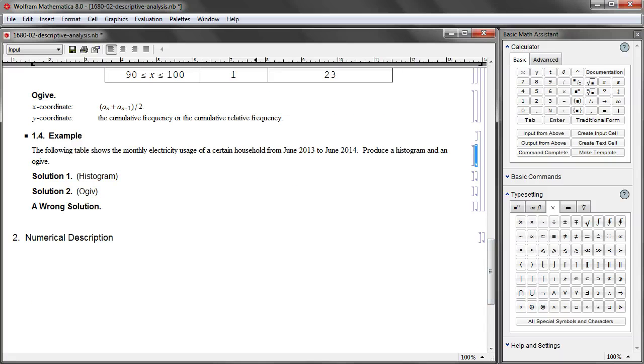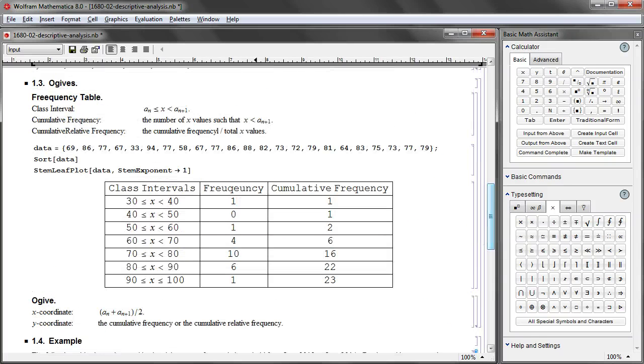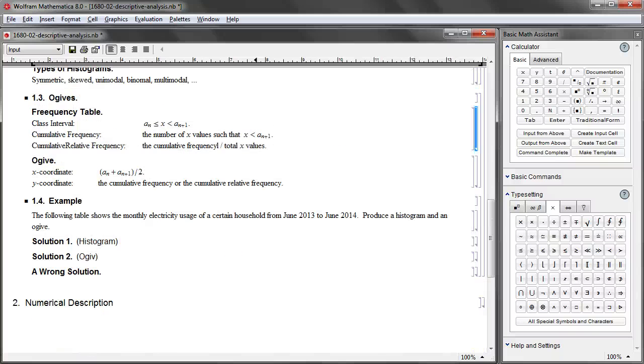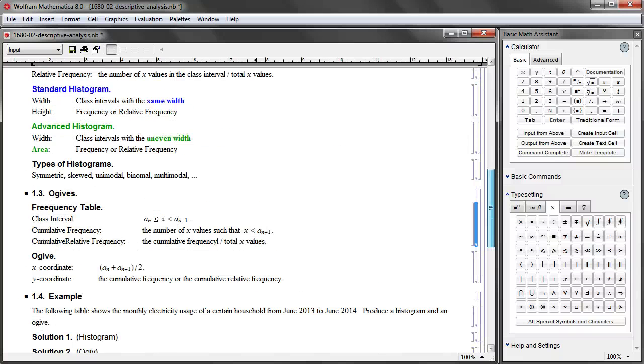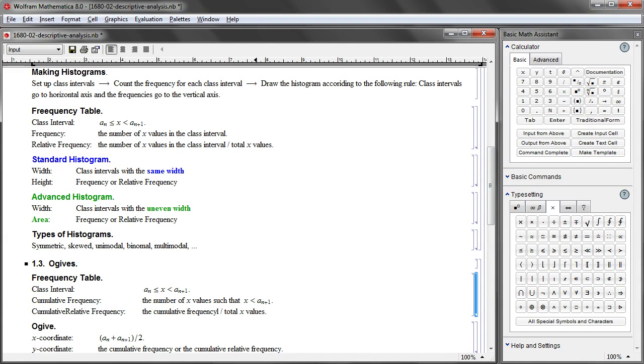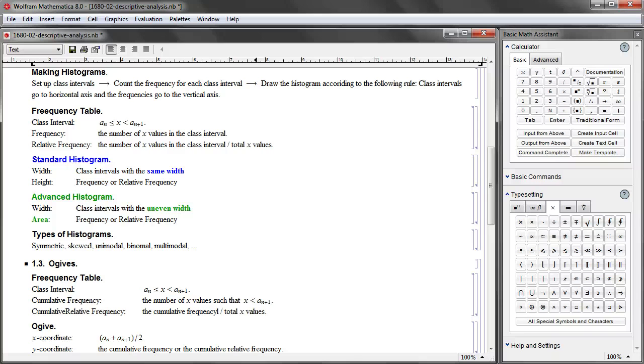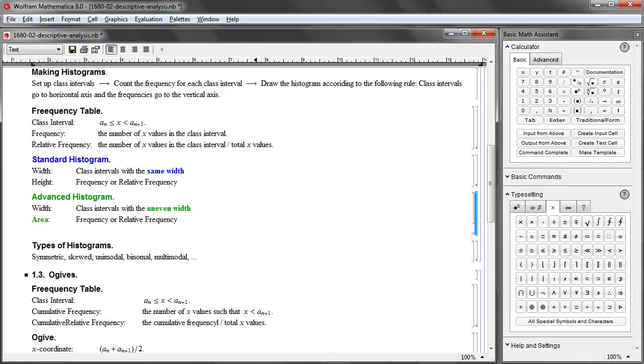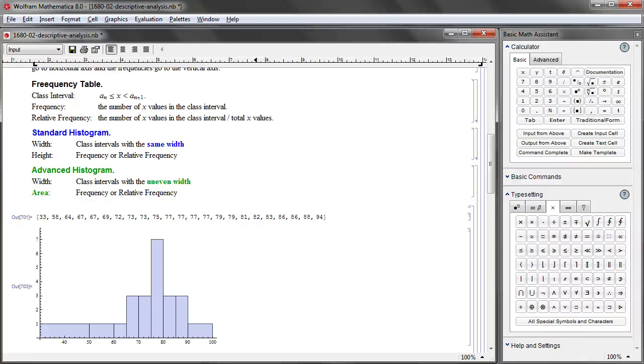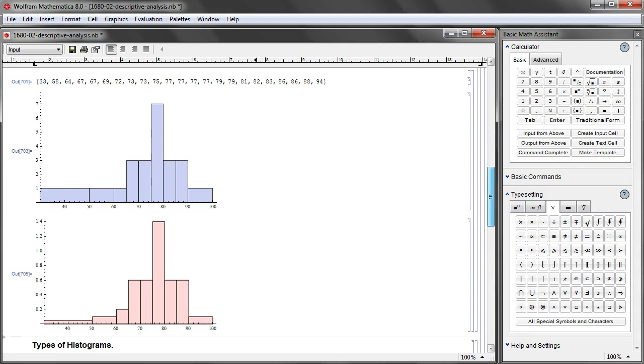And let's talk about the final topic that we set aside. Here, advanced histograms, class intervals with uneven width. In this case, instead of height, we have to use area. Area corresponds to frequency or relative frequency. As a matter of fact, we're looking at two candidates of histograms. One is right and one is wrong. The blue one is wrong, actually.